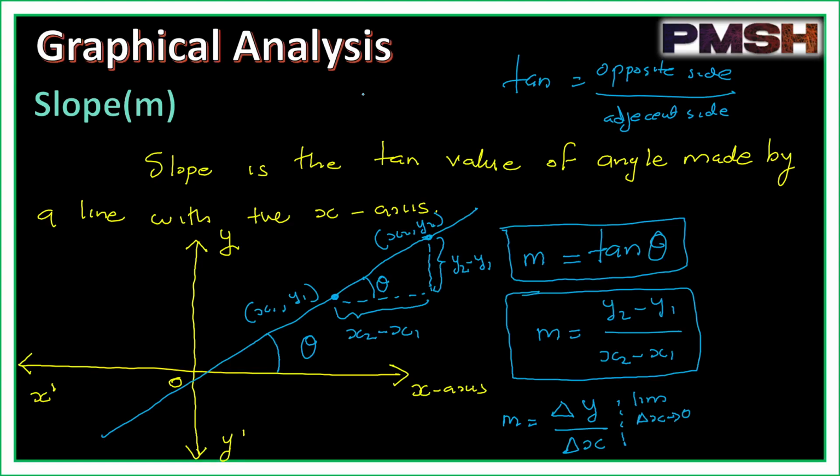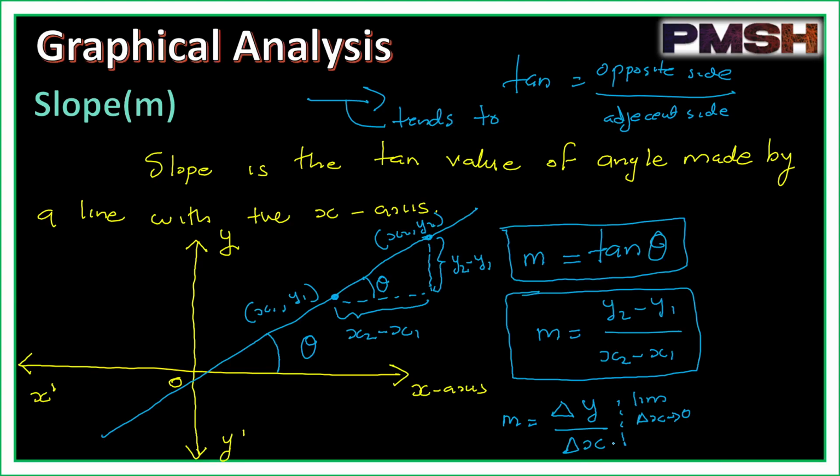This is called tends to. Tends to means delta x, or the change in the x coordinate, is approaching 0. It never becomes 0. It can go to a value that is very close to 0. That is what limit delta x tends to 0 means. Here the denominator delta x is very small, then you can write that as dx.